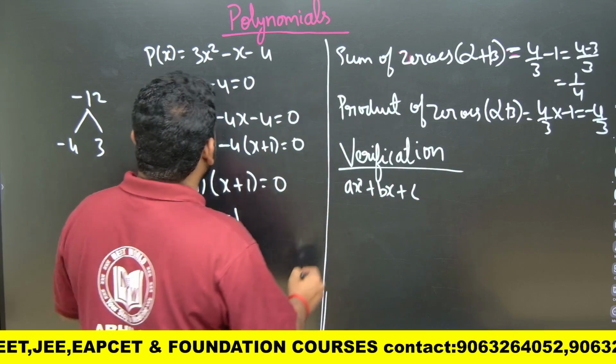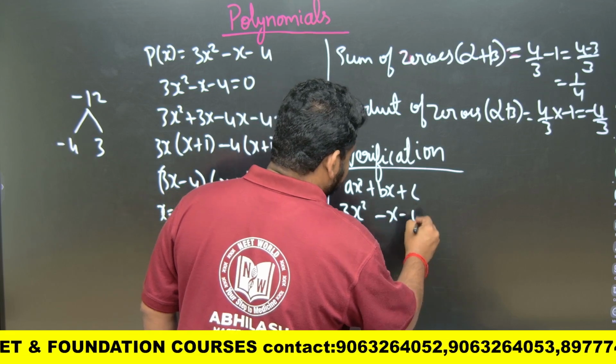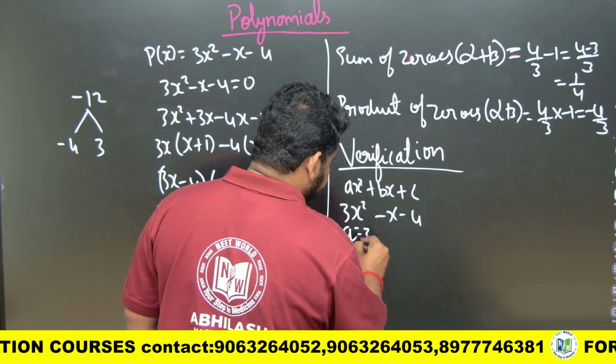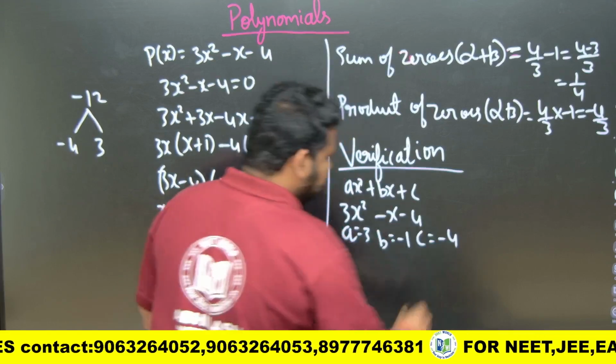Now what is the question that is given? The question that is given is 3x square minus x minus 4. So here a will be equal to 3, b will be equal to minus 1, and c will be equal to minus 4.